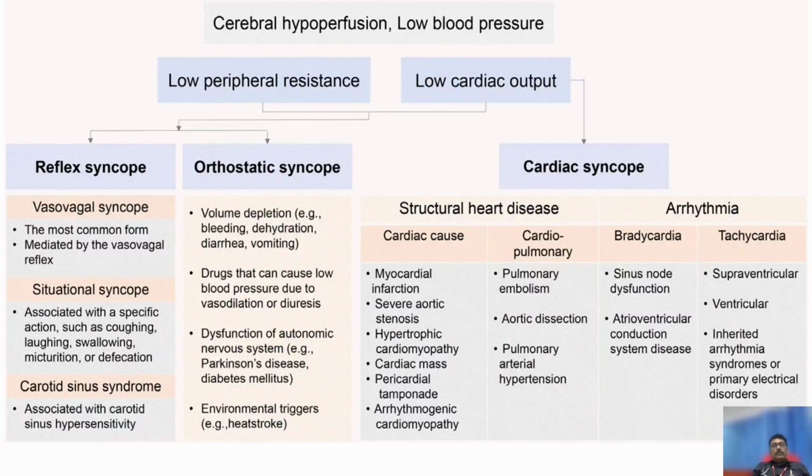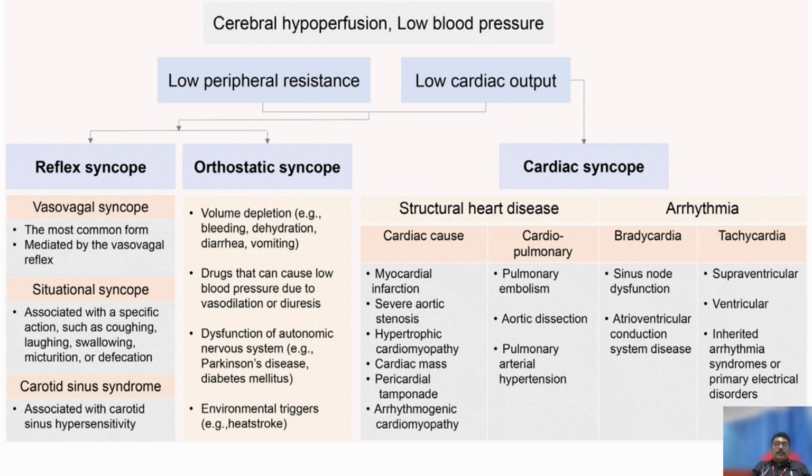Now, there are a lot of causes for syncope. It can be due to low peripheral resistance, that means vasodilatation in the peripheral circulation, and reduced cardiac output. Reduced cardiac output can be due to arrhythmias; both tachyarrhythmia and bradyarrhythmia can produce syncope. Tachyarrhythmias like SVT, ventricular tachycardia, atrial fibrillation, and others can produce cardiac syncope. Bradycardia, mainly sick sinus syndrome and complete heart block, are the two important conditions which can produce bradycardia and cardiac syncope.